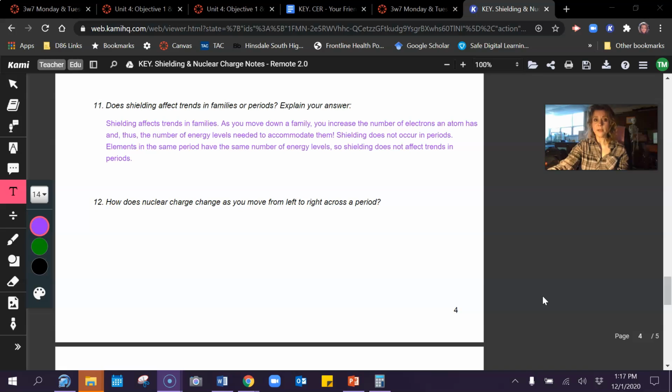All right, and number 12. How does nuclear charge change as you move from left to right across a period? Pause it, craft your answer, and then come back.